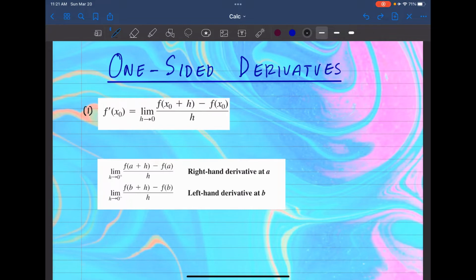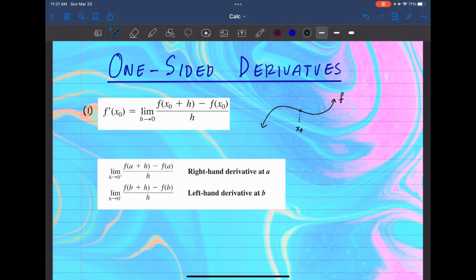So suppose I have a function that looks like that, and x naught happens to be this interior point right here. Let's call that x naught. So we will say that there exists a derivative at x naught if this limit exists.